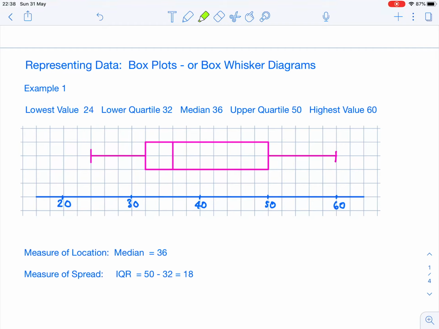And to draw a box plot we need 5 values. We need the lowest value and the highest value. We need the lower quartile and the upper quartile, and we need the median. And here's an example of one here.